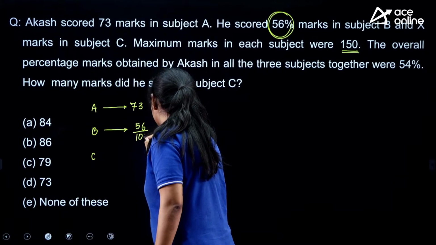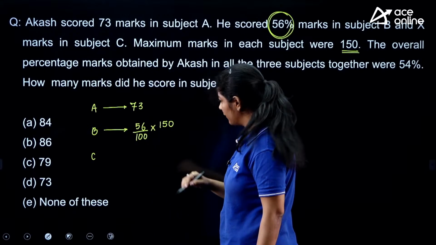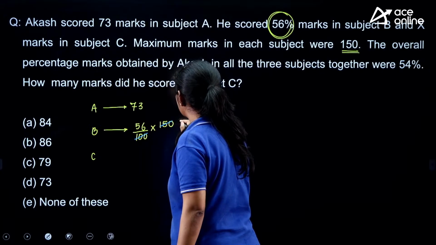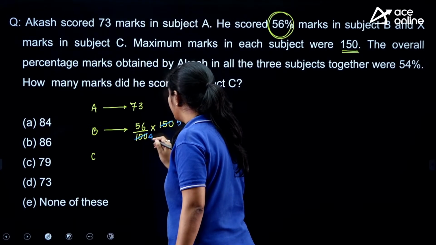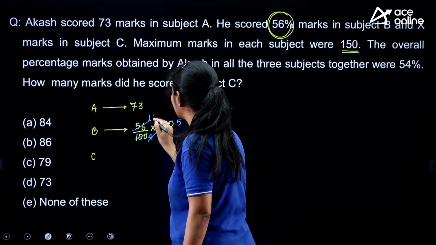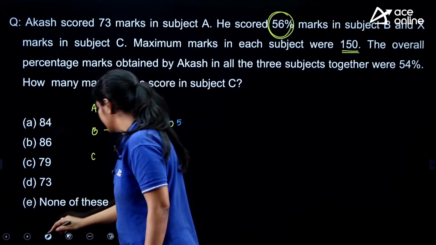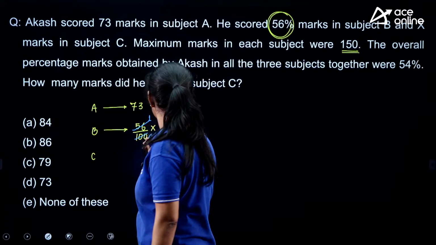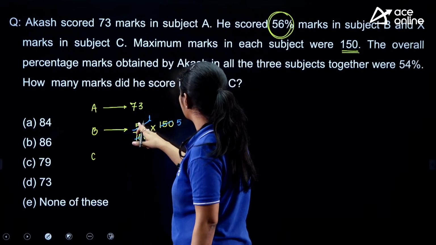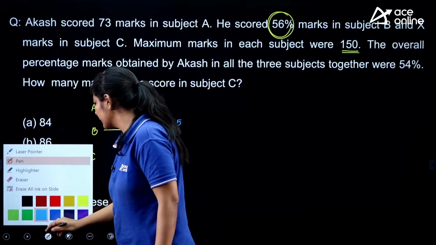56 by 100 into 150. Right? This is the 56% of this one. So here we are having 5, here we are having 4, right? And further if we eliminate it with the help of 4, here what are we getting? We are getting 16. No, we are getting 14. Wait. We are getting 56 and here we are having 150. Yes, so here we are left with 1 and here 14, right? This is what we are getting.